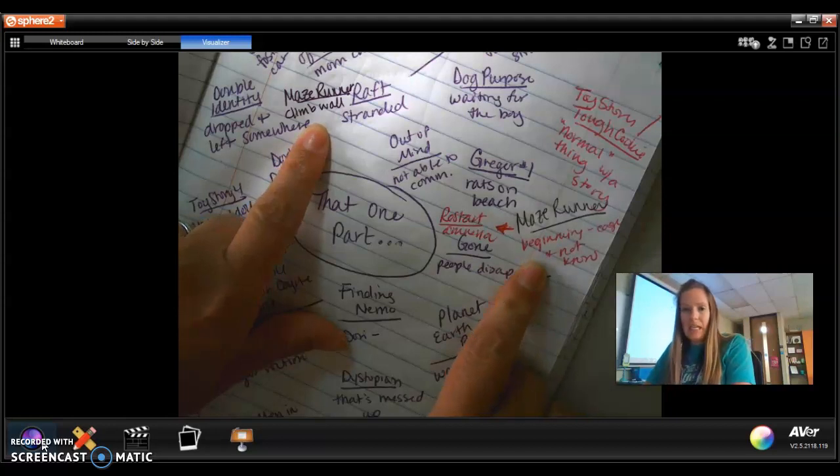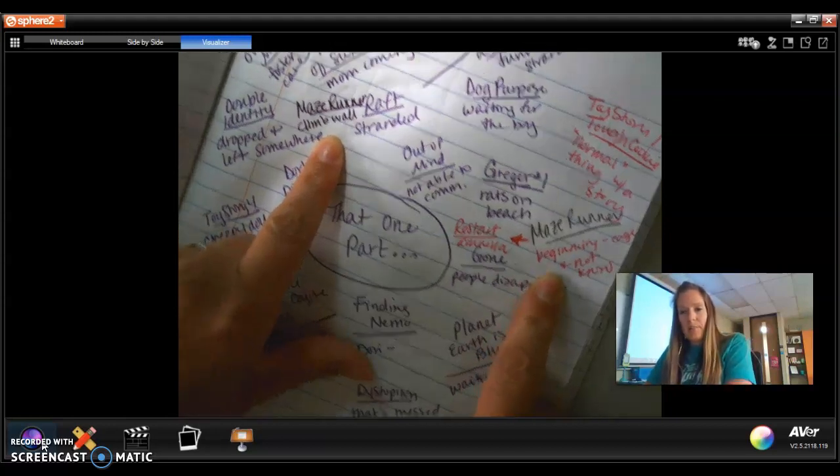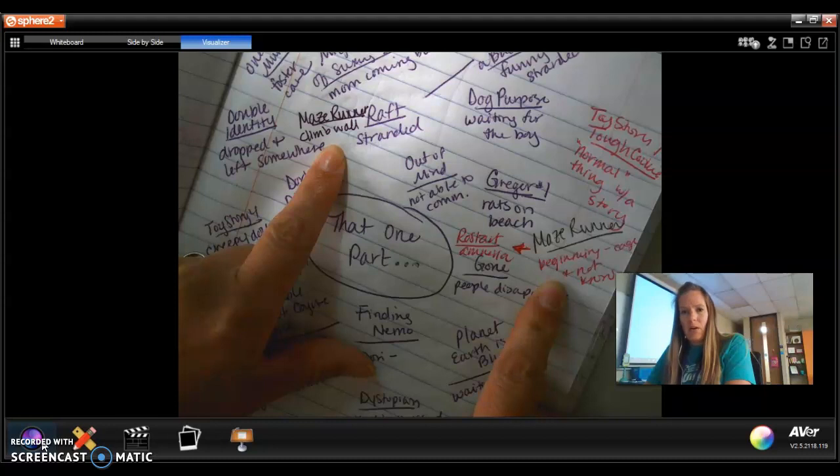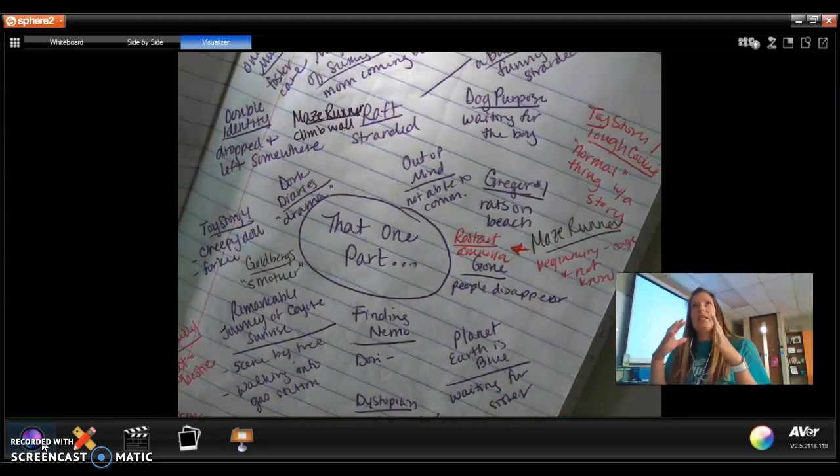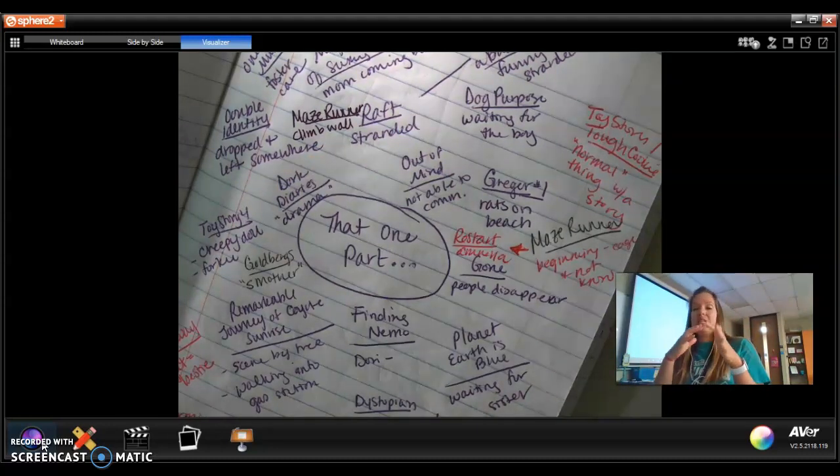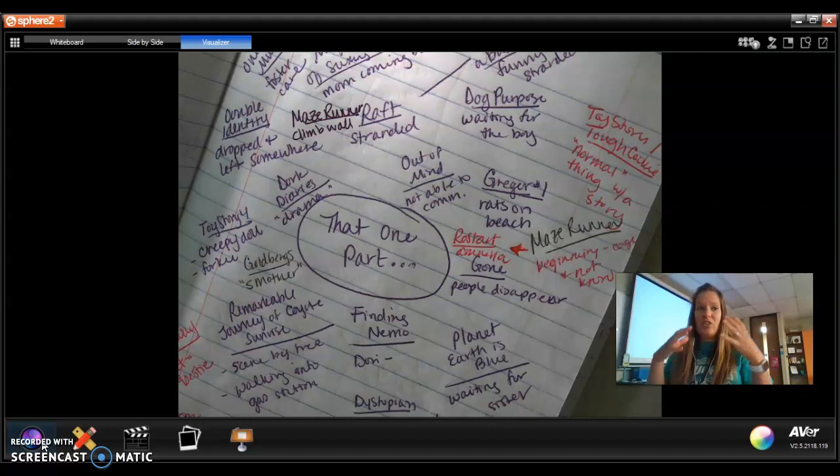At the very beginning of Maze Runner, the main character, I can't remember his name right now, is in a cage thing, and he's coming up from under the ground, and he doesn't know what's going on. He's very disoriented. He doesn't remember who he is. He doesn't know where he's going. He's just in darkness in a cage that's moving up, and he's trying to figure out what's going on.